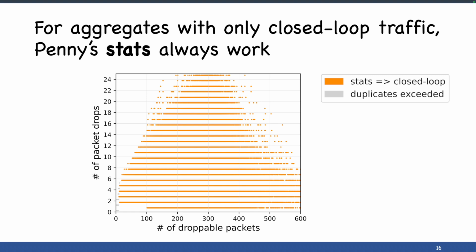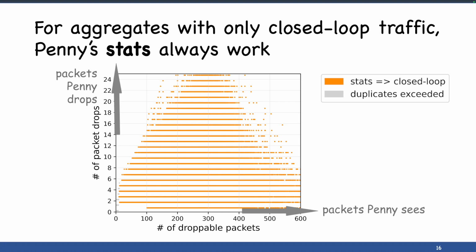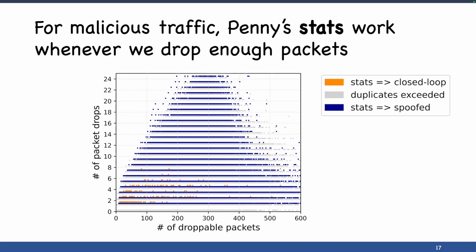This plot summarizes results on many simulations in different settings. In this figure, the x-axis depicts the number of packets observed by Penny, and the y-axis the number of dropped packets. Each point represents the outcome of Penny's statistical model. Orange points show cases where the outcome is closed loop. As we can see, all points in the plot are orange, meaning that Penny always correctly classifies traffic as closed loop. We then evaluate scenarios where all traffic is spoofed.